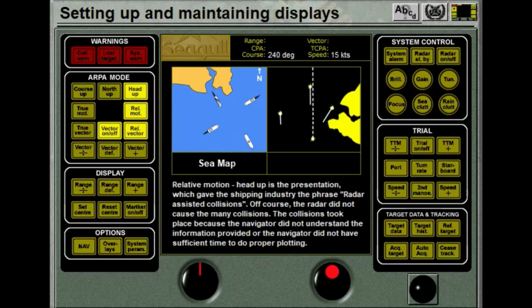Of course, the radar did not cause the many collisions. The collisions took place because the navigator did not understand the information provided, or the navigator did not have sufficient time to do proper plotting.